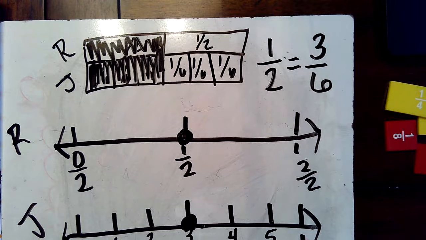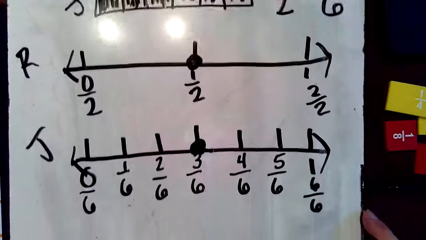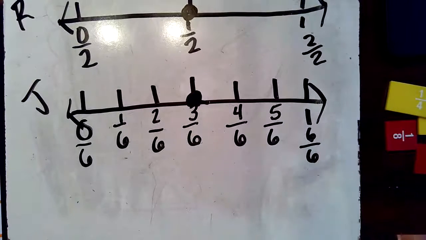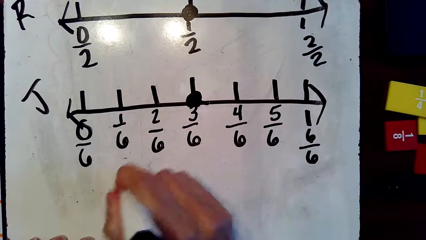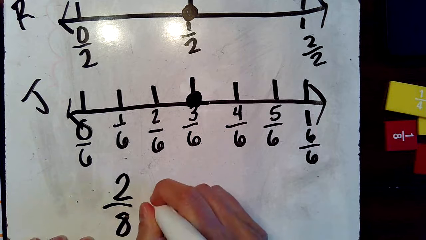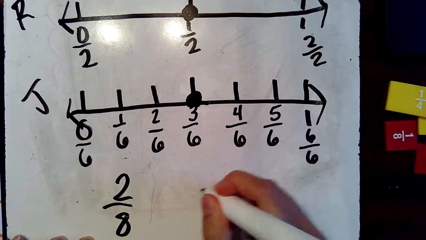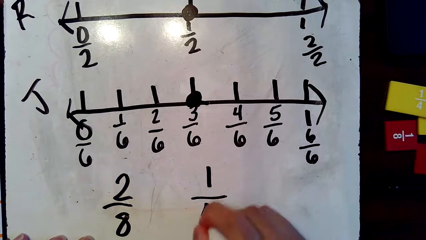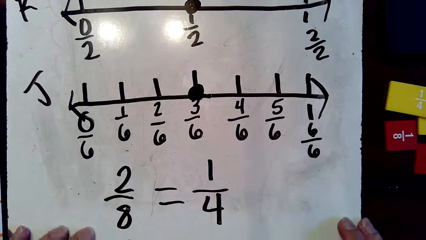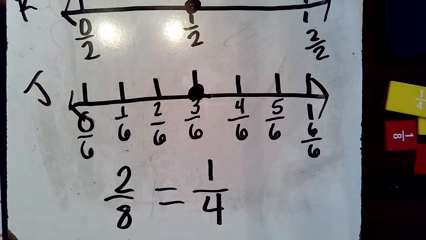We are almost out of time. I don't have time to draw up Aaliyah's and Joseph's. The video is going to stop, but I want you guys to do that on your paper. Aaliyah was 2/8, and Joseph was 1/4. So go ahead and show 2 ways that 1/4 and 2/8 are equivalent.